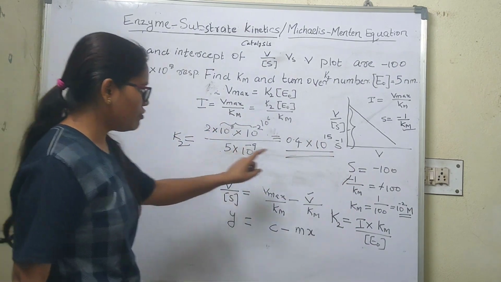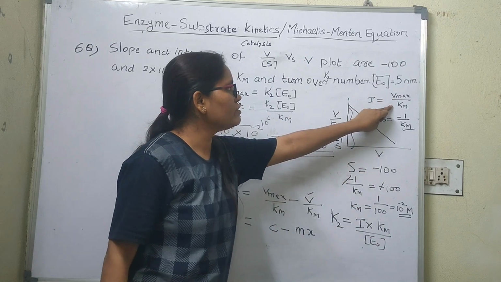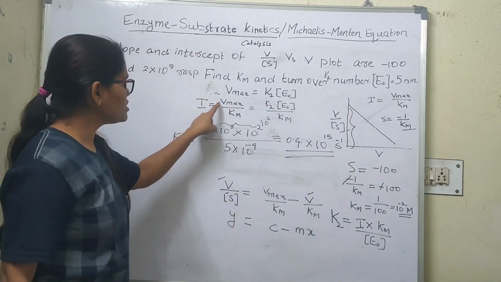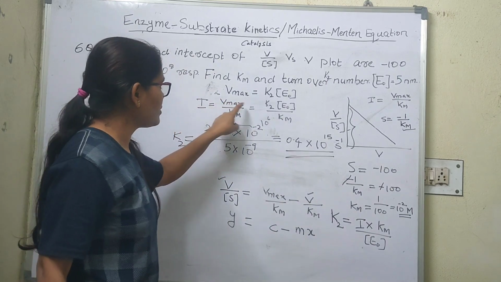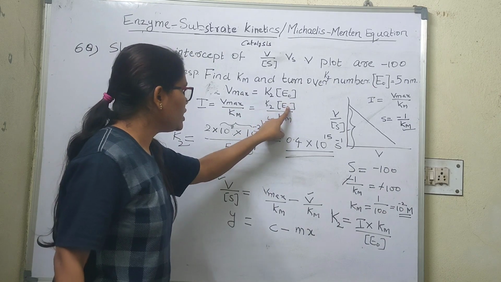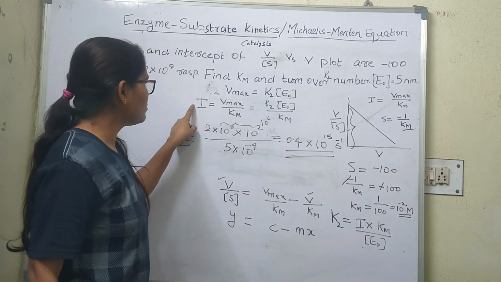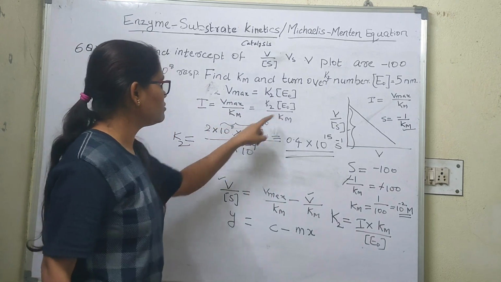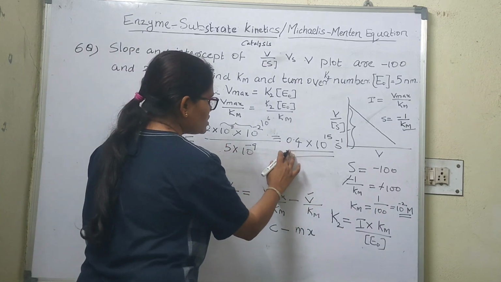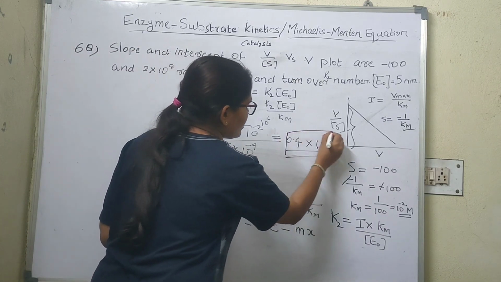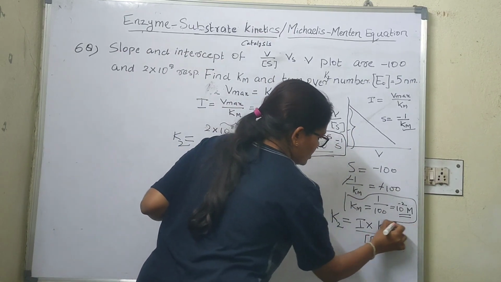So first we found the value of Km from the slope, and from the intercept we found the value of K2. We know that intercept is Vmax by Km, and that Vmax is K2 into E0. So we know E0, we know Km, and we know the intercept. We found K2 by multiplying intercept into Km and dividing by E0. So now we got the value of K2 as 0.4 into 10 power 15 second inverse and Km as 10 power minus 2 molar.